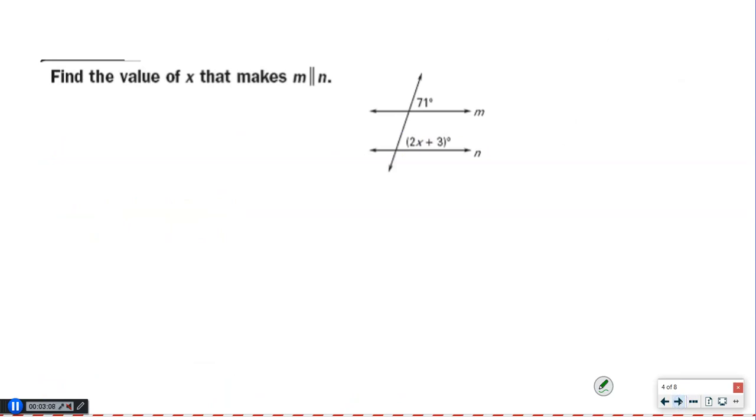So here in this example, we need to find the value of x that makes m parallel to n. If we look at these two angles, 2x plus 3 and 71, we notice that they're corresponding angles. So we need a value of x that's going to make m and n parallel. For those to be parallel, these two angles need to be congruent. So we need a value for x that's going to make 2x plus 3 equals 71. So 2x plus 3 equals 71, and then we solve for x.